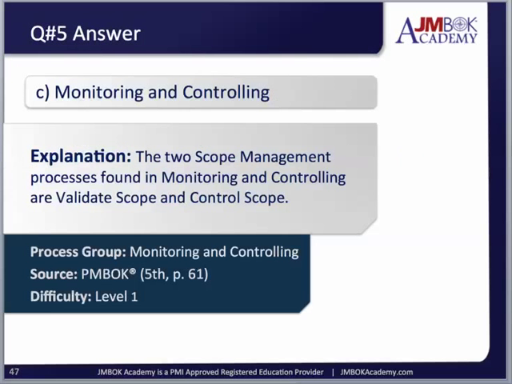So the answer, of course, is monitoring and controlling. There are 2 scope management processes found in monitoring and controlling, and those are validate scope and control scope. By the way, validate scope used to be verify scope, but the PMBOK changed in the 5th edition to validate scope. And this is monitoring and controlling, and I pointed you to page 61 because that's a matrix that's very important for us.